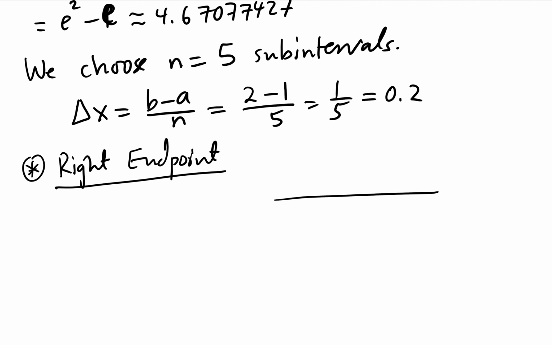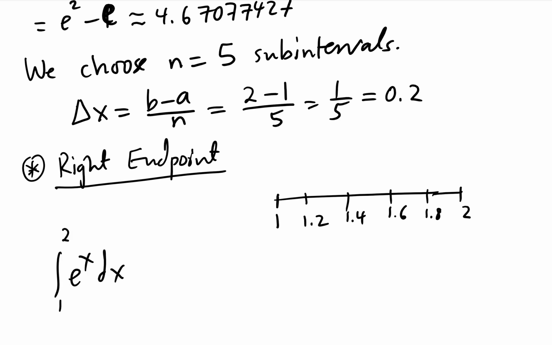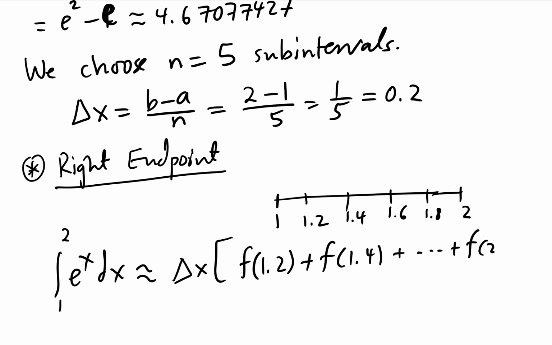Watch. So the rectangle started at 1, and then we added 0.2, so 1.2, then 1.4, then 1.6, 1.8, and 2. So 1 to 2. See, 5 rectangles. So when we are doing the right endpoint, we skip the first one on the left. So then we say that the integral from 1 to 2 of e^x dx is about delta x times f of 1.2 plus f of 1.4 all the way to f of 2. See, we're doing the right endpoint, so we skip the first one on the left.